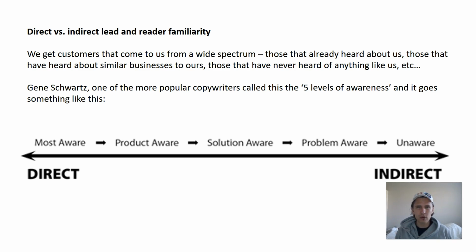Problem aware means they only have a problem. So their stomach is rumbling. They're saying, hey, my stomach is rumbling, I probably need to do something, right? That's kind of where they're at. They don't even know that they're hungry. They don't know they need apples. So you kind of need to just link the problem and the solution together and say that you can offer it.